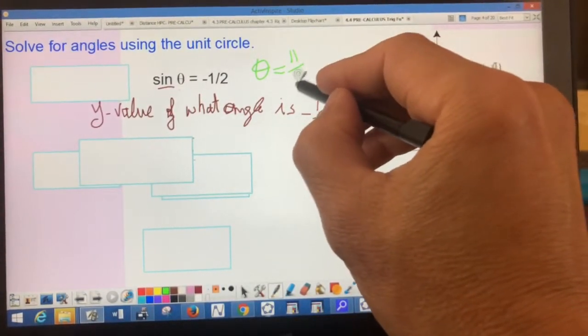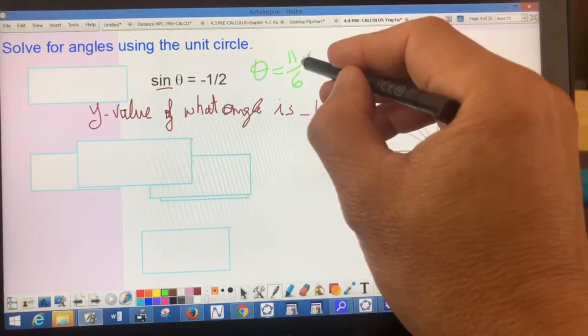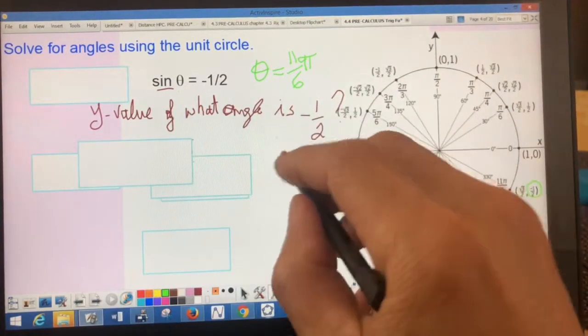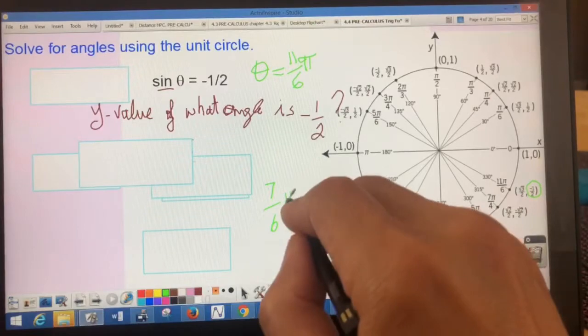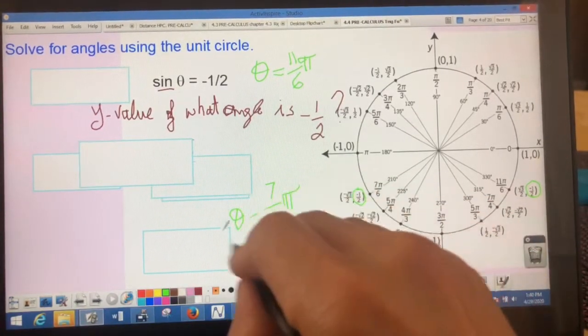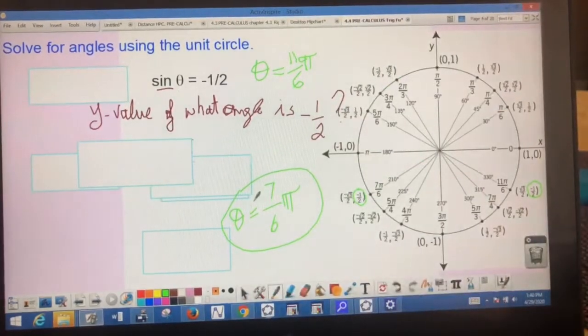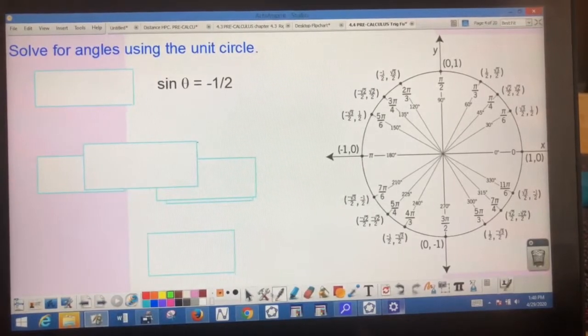11 pi over 6. You can put pi on top of the fraction or next to the fractions. And also 7 pi over 6. Okay? So that's your angle theta. The end. That's it. That's all you got to do. So I'll show a couple more examples and we'll just wrap up the video.